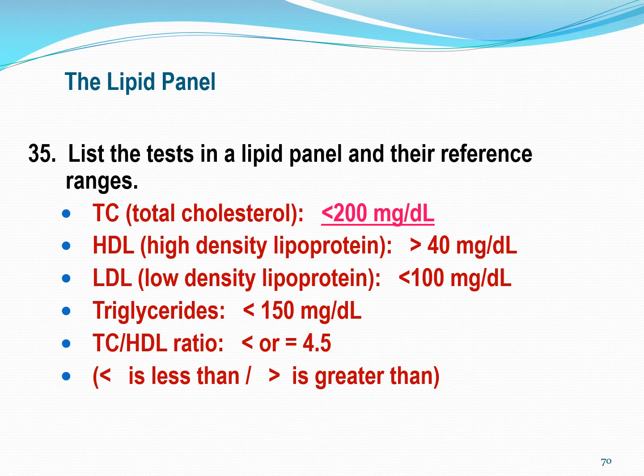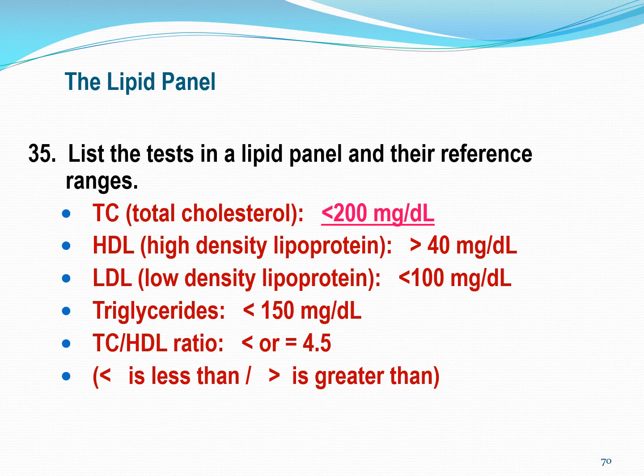Now we know TC, or total cholesterol, right? It needs to be less than 200 milligrams per deciliter. Okay, we know HDL, which is the high density lipoprotein, needs to be greater than 40 milligrams per deciliter. Our LDL, or low density lipoprotein, needs to be less than 100 milligrams per deciliter, less than 150 milligrams per deciliter for triglycerides, and 4.5 or lower, right, for our total cholesterol divided by our HDL, which is that ratio.